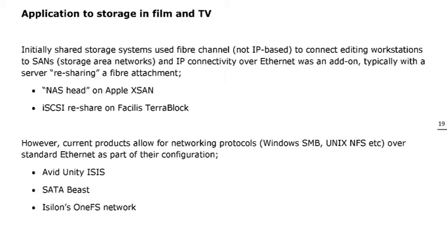Applications to storage in film and television. Really, as shared storage systems became popular, starting in the late 90s, for a long time anything that required serious amounts of bandwidth to transfer digital video was done over fibre channel networks, where you had expensive glass optical cabling and expensive fibre channel devices, and things were directly connected to storage area networks, that might have been an Avid Unity or something of that order.